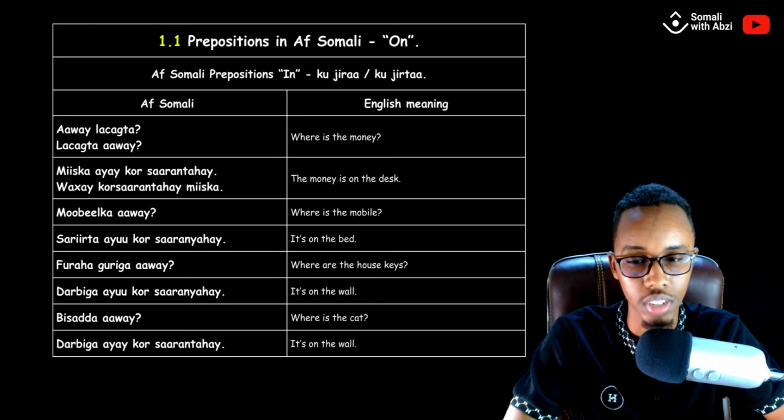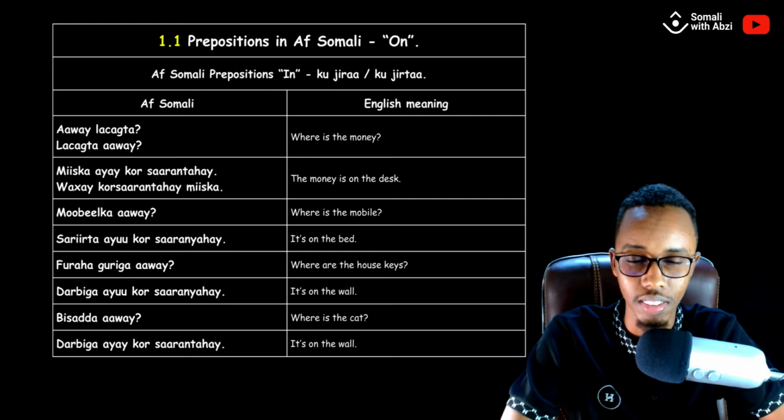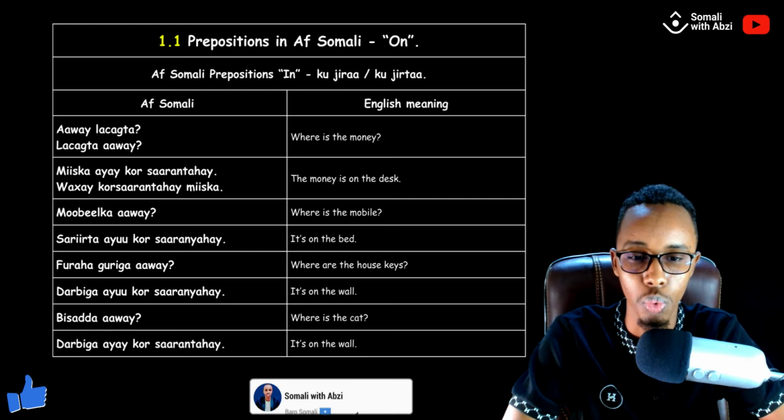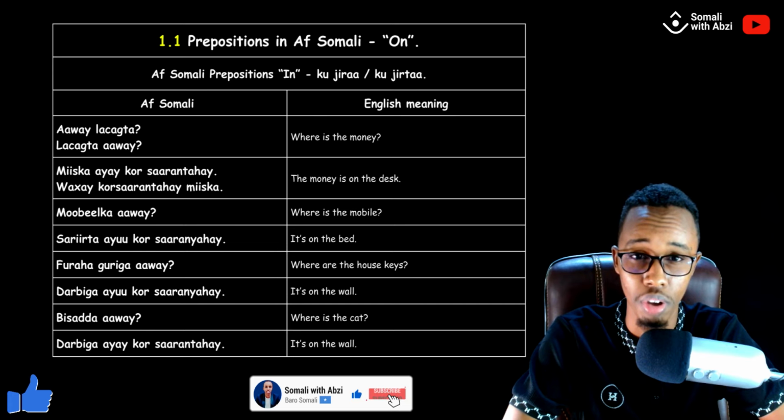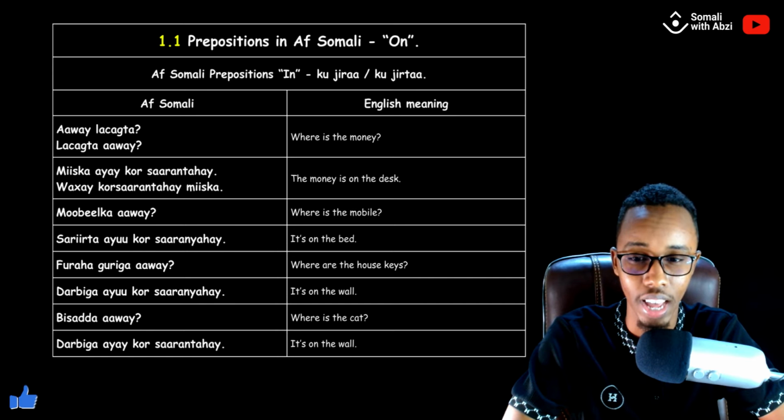Okay, the next one is furaha guriga away. Now furo is masculine, so probably we're going to use kor saaran yahay. So derbiga ayuu kor saaran yahay, or derbiga ayuu saaran yahay. And the last example is bisada away. Where's the cat? Bisad, is it masculine or feminine? It's feminine. So we're going to say saaran tahay. So derbiga ayay saaran tahay or derbiga ayay kor saaran tahay. I think that's very clear.